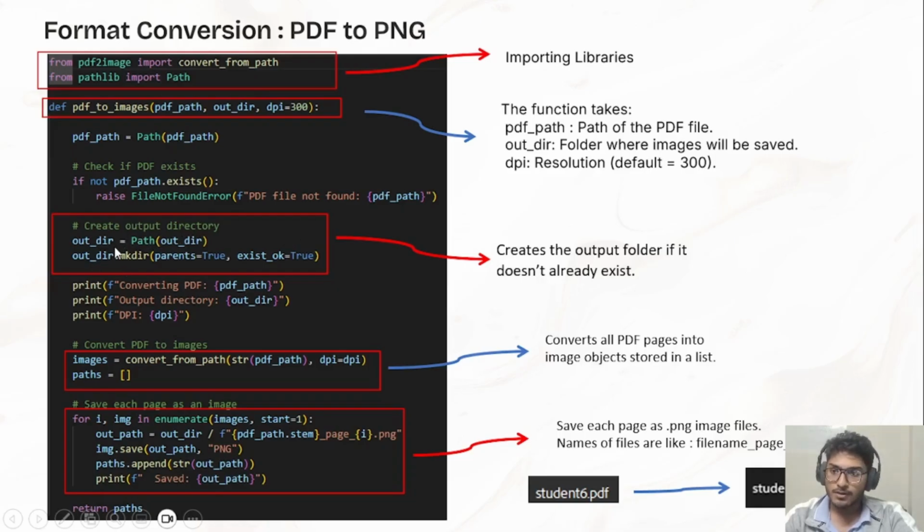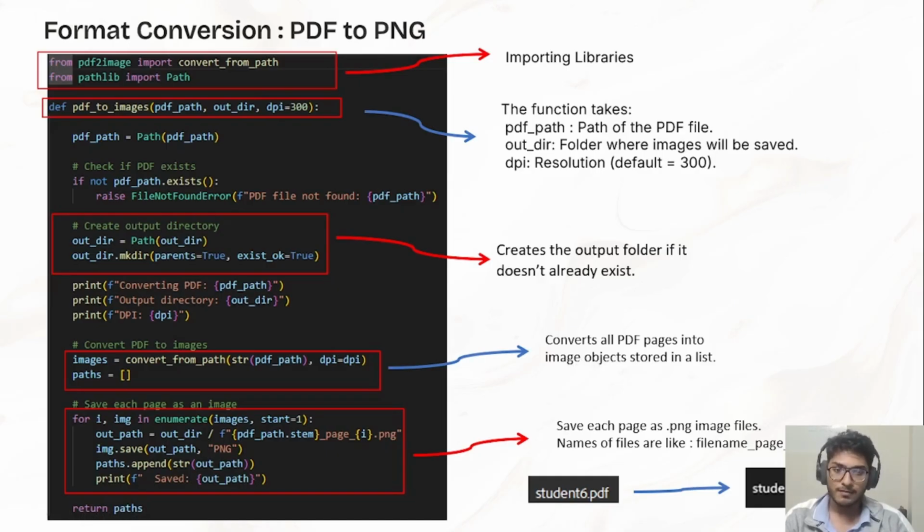Next, we have created an output directory. Out_dir is a Path, and then out_dir.mkdir creates the output folder if it does not exist. Then we are converting the PDF file with the DPI setting. Here, convert_from_path converts all PDF pages into images and stores them in a list. So we are taking a PDF file, and then we are converting it to images.